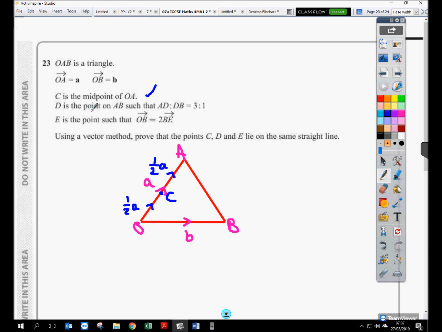Okay. D is the point on AB, such that AD to DB is in the ratio 3 to 1. Okay, that's fine. So it starts at A and ends at B. So D is somewhere sandwiched between. And it's divided into this ratio 3 to 1. So we imagine there's 4 parts here, and D is 3 of the parts through. So it's going to be about 3/4 down the line. So it's about here.